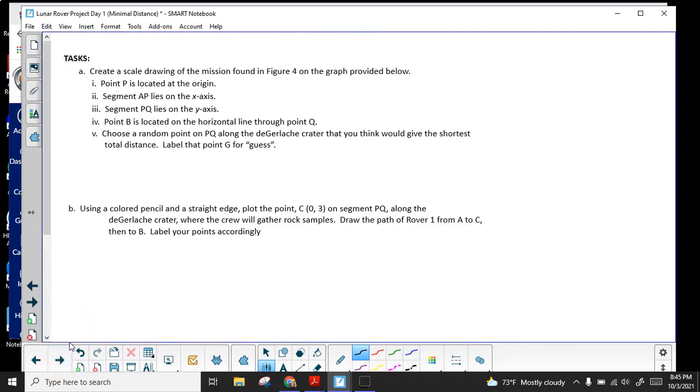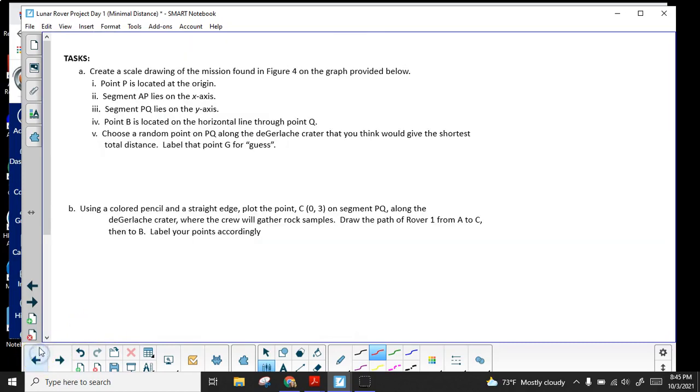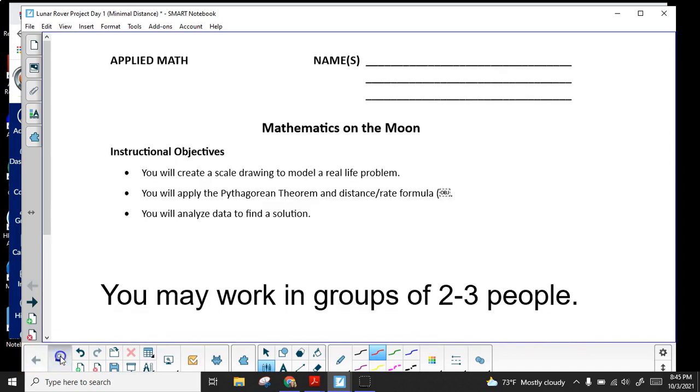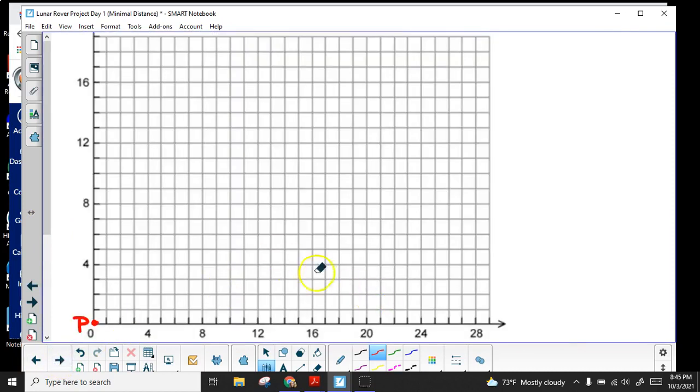So, we're going to create a scale drawing of the mission on the graph provided that's below on your page. We're going to start off by locating point P at the origin. So you will want to put point P here at the origin. That's point P. And we will want to have segment AP lie on the x-axis. Now going back to our image, we can see here that segment AP is 28.5 kilometers long. So when we put that on our table, we want it to be right here. This is point A. It's located at 28.5.